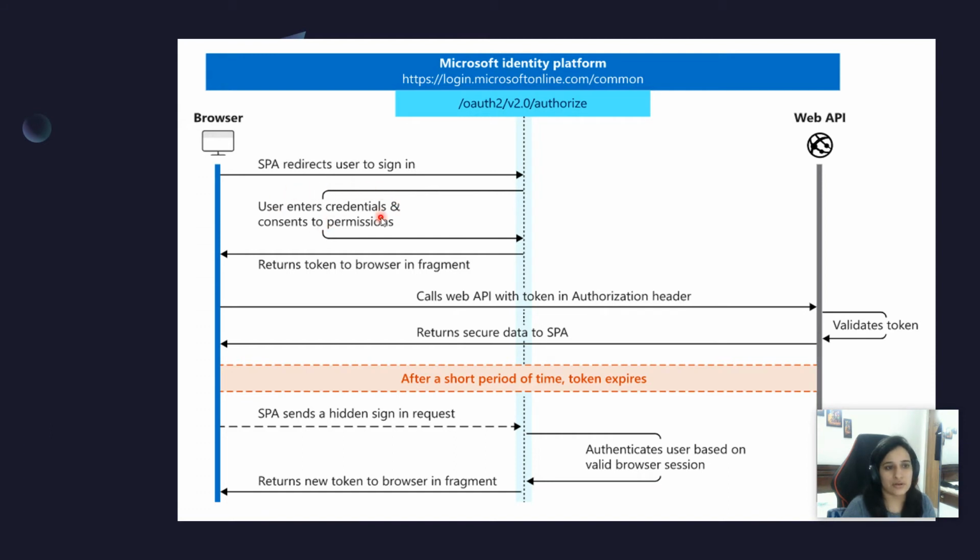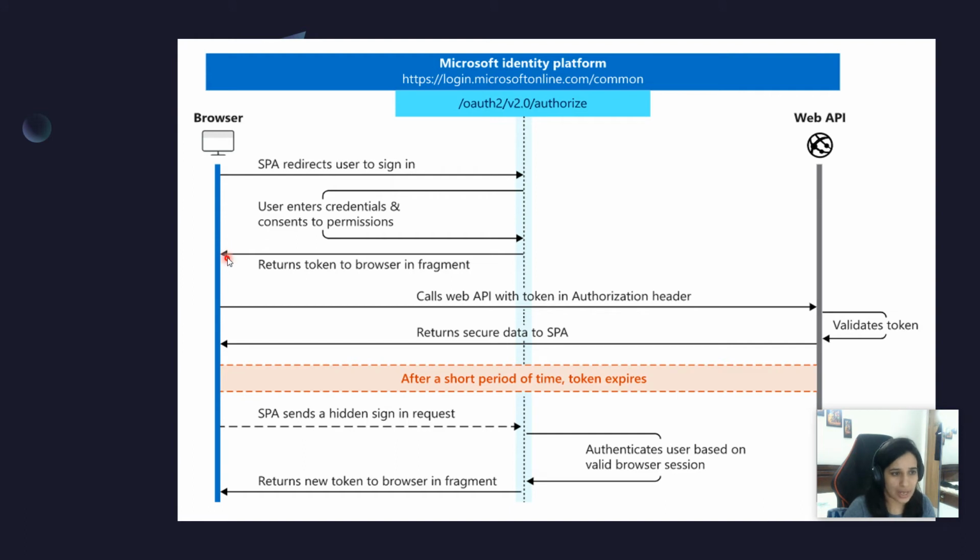Now if the user is logging in for the first time, it will prompt for consent. Basically you will get a consent box there. It will show what all permissions your app needs, and if you're okay with that, you can provide consent. Once consent is provided and the user is authenticated, it returns the access token to the browser.